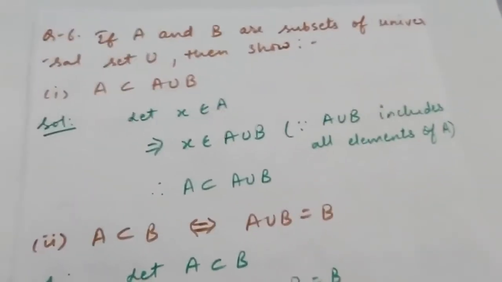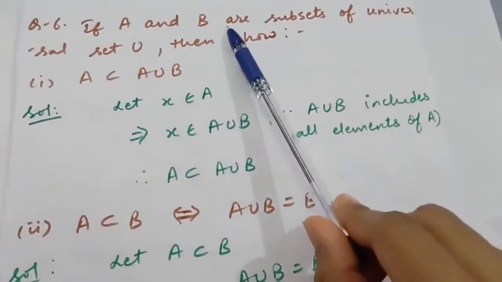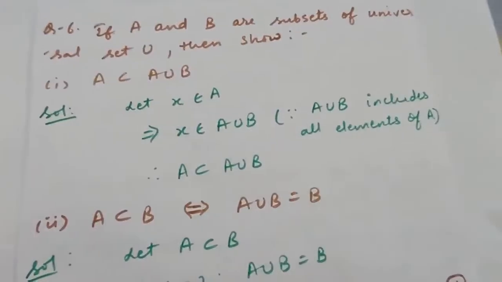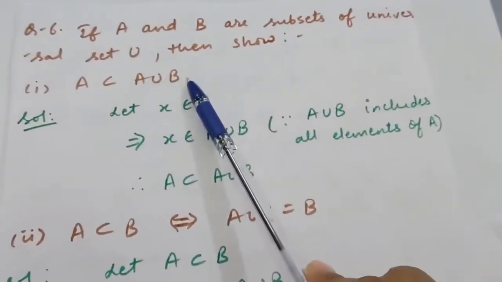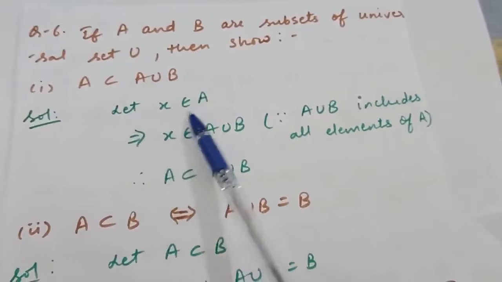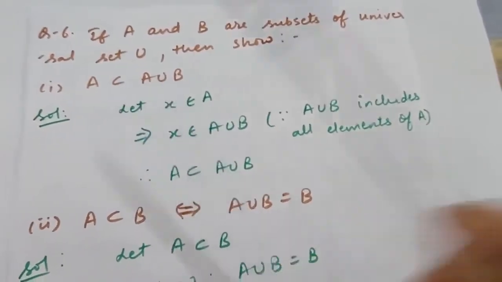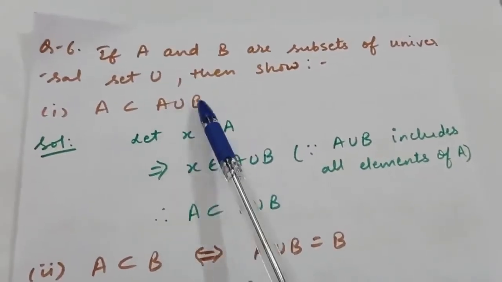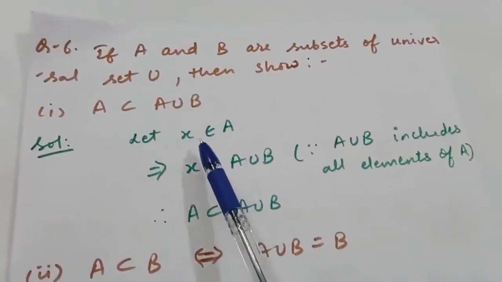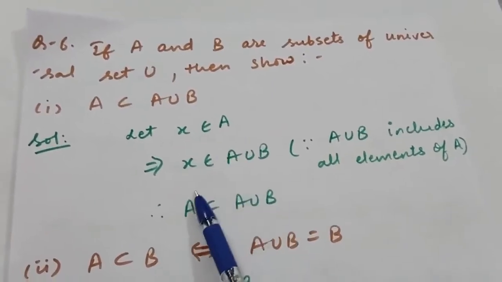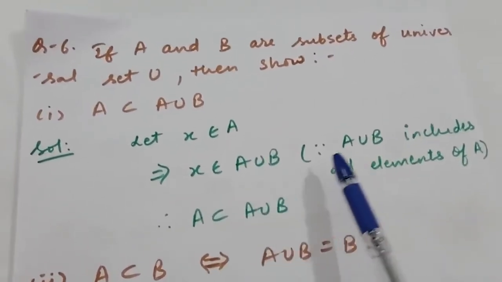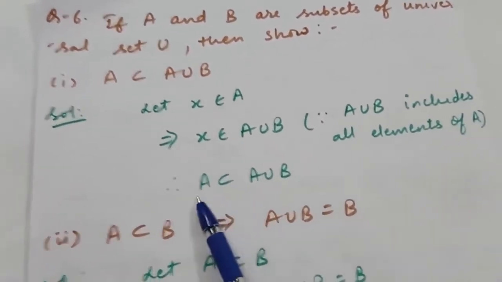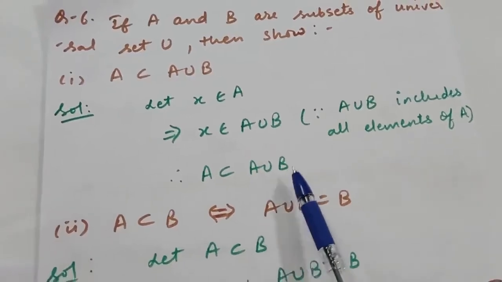Now question number 6. If A and B are subsets of universal set U, then show A is a subset of A union B. So let x belong to A. To show A is a subset of A union B, we will show that if x belongs to A, then x belongs to A union B, which is obvious. When x belongs to A, it implies x belongs to A union B, since A union B includes all elements of A. Therefore, A is a subset of A union B.